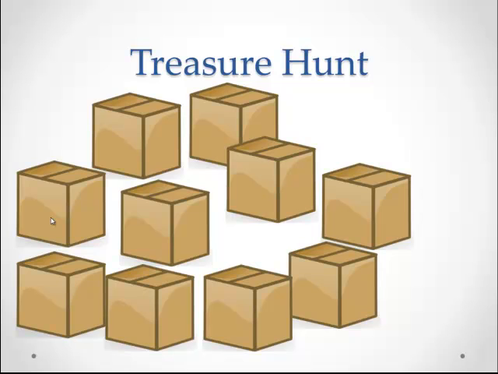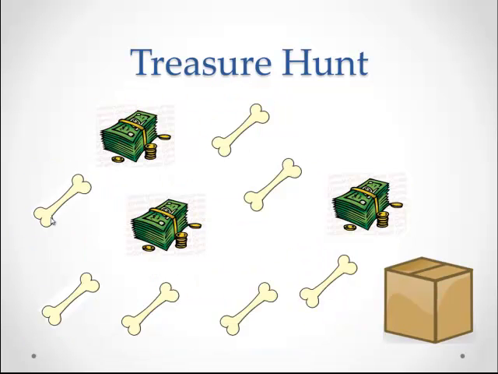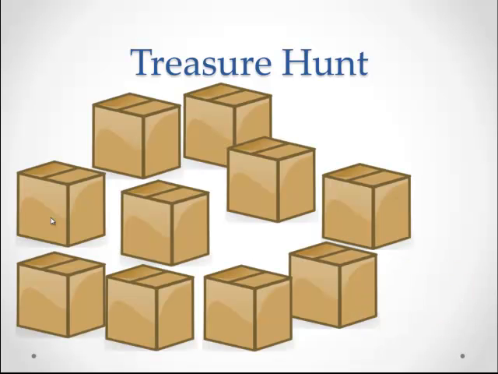So let's say we have here a set of boxes. As a matter of fact, we have exactly 10 boxes. Some of these boxes have a bone, and some of these boxes have some money. We are interested in the boxes that have some money. Let's see what they have inside then. If we look inside the boxes, we have exactly three boxes that have money, and seven boxes that have some bones.